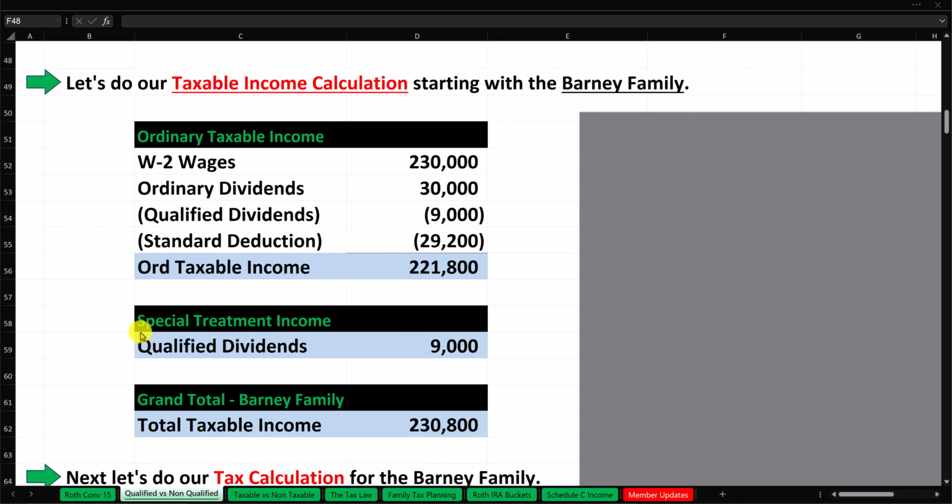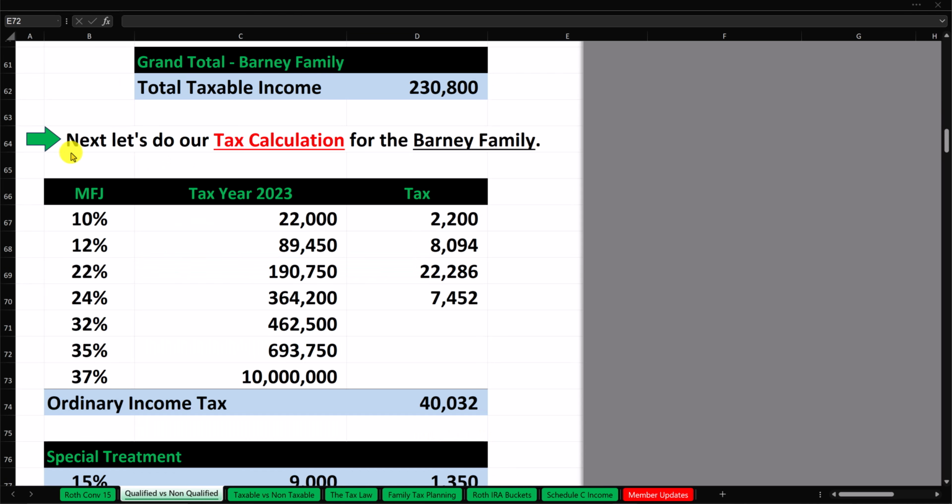Now right down here we're going to have a section for special treatment income. In this case we have the qualified dividends of $9,000. So in order to get the grand total taxable income for the Barney family, we're going to take the $221,800 and add $9,000 to it, and we're going to have $230,800.